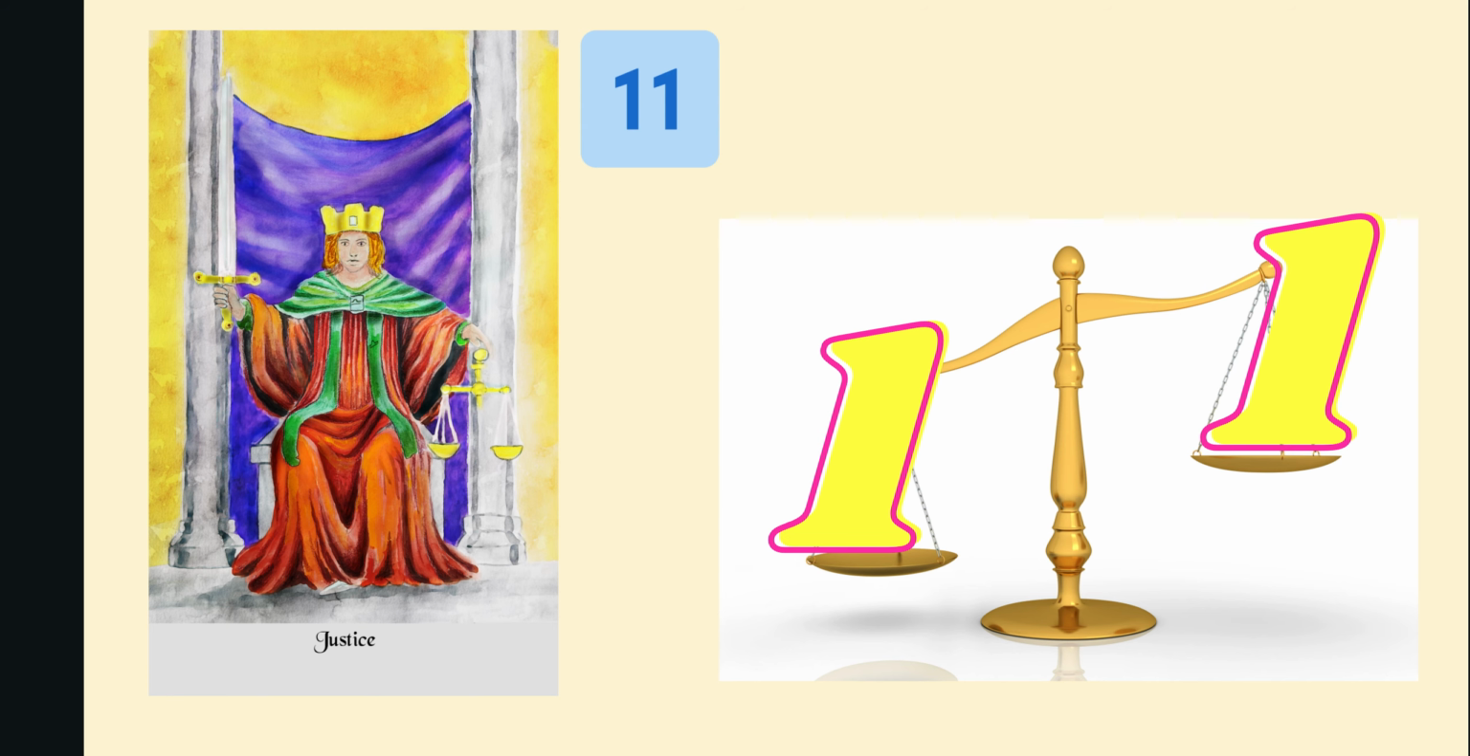A single instance of the 1 is heavier than the other single instance of the other 1. So the 11 is the 1-1. Don't remember the pillars. The pillars are for the High Priestess. Just think of the scales being off balance because the number 1 doesn't equal the same weight as the other number 1. 11 equals Justice.